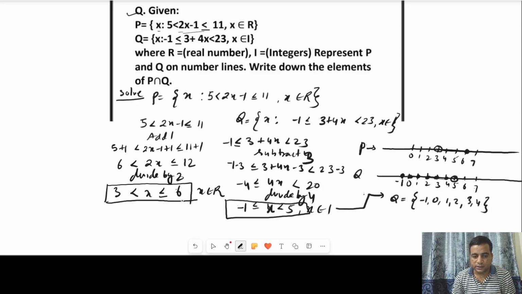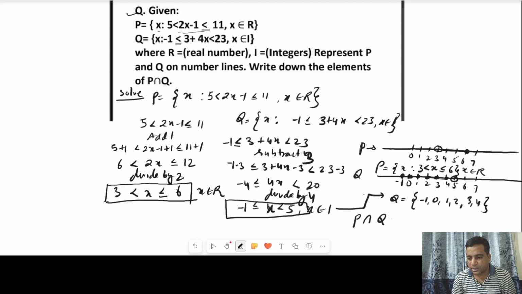And the P set is {x such that x is greater than 3 and less than or equal to 6}, and x is real. This is P, and Q is {-1, 0, 1, 2, 3, 4}. It's the solution. Now the common solution, P intersection Q.